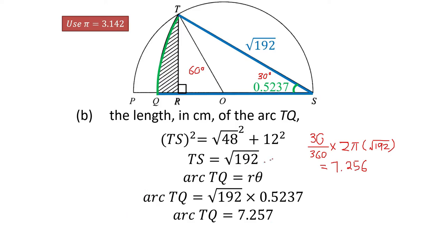1 mark is given once you manage to get the radius. 1 mark is given once you get the angle, 0.5237 or 30. 1 mark is given when you multiply them. 1 mark is for the final answer, 7.257. Let us look at question C.